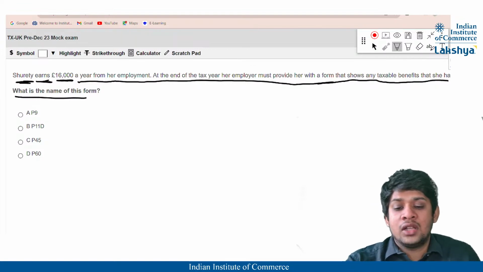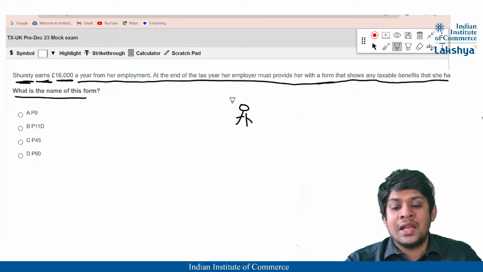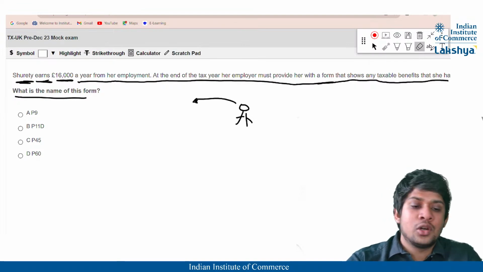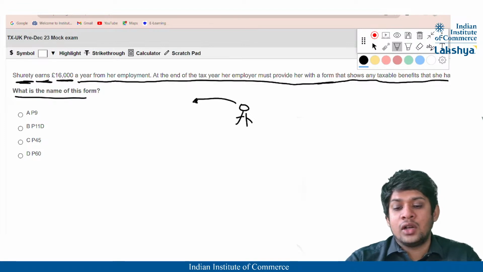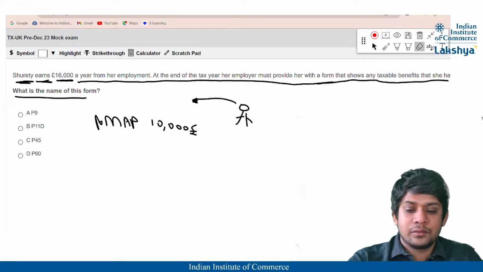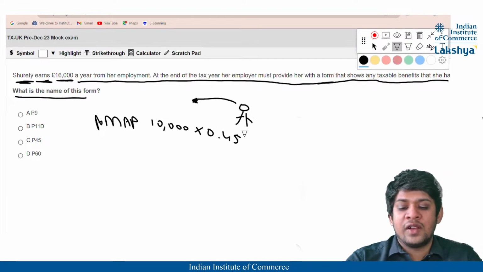So obviously guys, whenever the employer gives any benefit, like maybe the employer has paid for the traveling purposes, where Shruti has probably used her own car for traveling purposes, right? So there are certain AMAPs that we learned last class, right? That maybe Shruti is using her own car, and for the business usage she is using her mileage, right? So the employer is reimbursing her that amount. So as per AMAPs, up to 10,000 business miles, the AMAP allowed is 0.45 pounds.